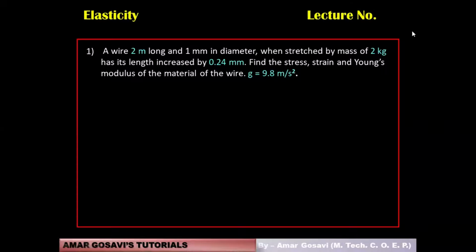Let's solve some problems on Young's modulus. Now, in this question, they say a wire 2 meter long, 1 mm in diameter, divided by 2 and converted into radius, when stretched by a mass of 2 kg, has its length increased by 0.24 mm. First thing, find stress, then strain, and then Young's modulus. G is given as 9.8 meter per second square. Please make a note of this question quickly.